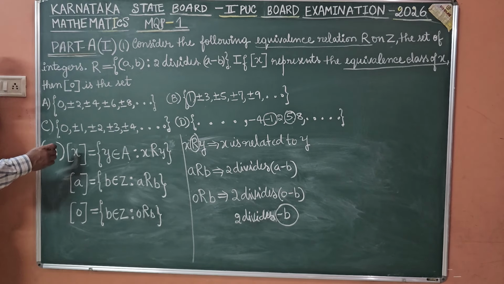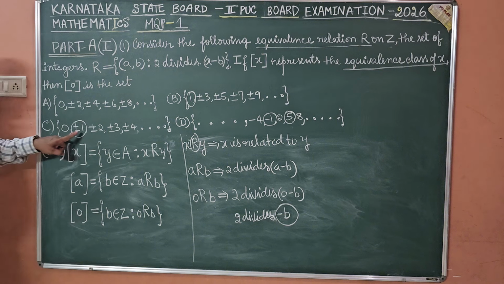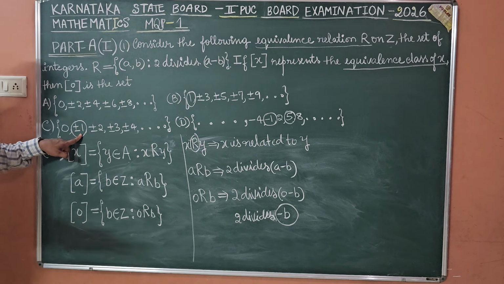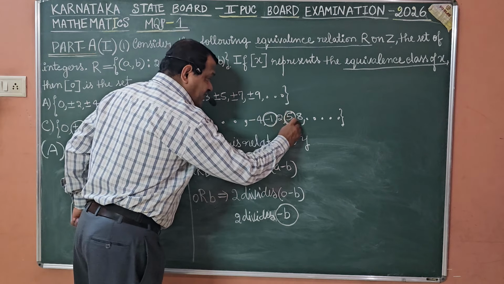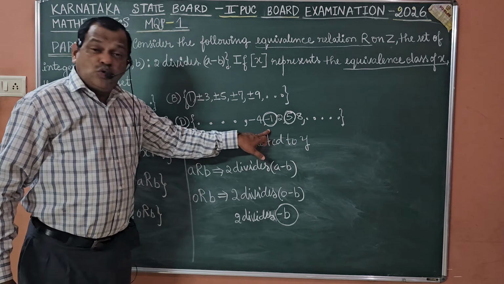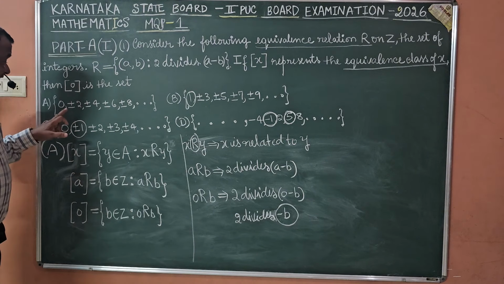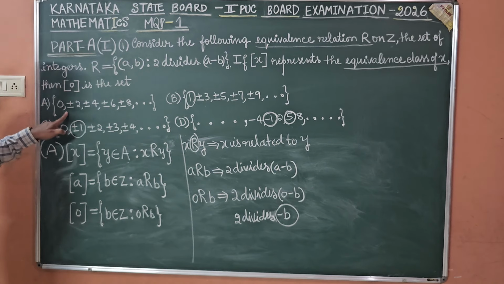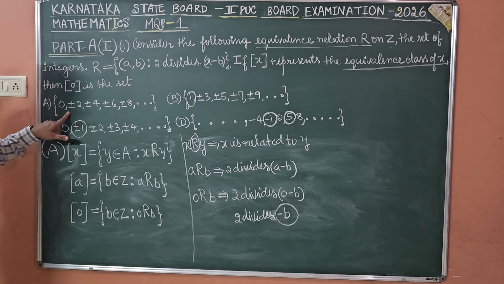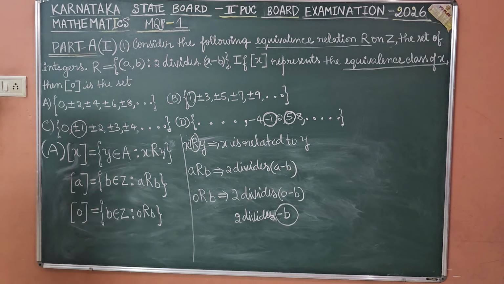Why is option C not correct? Because there also we have plus 1, minus 1. 2 doesn't divide either minus 1 or plus 1. Therefore not correct. Even in option D there is minus 1. There are odd numbers etc. 2 doesn't divide them. Therefore the correct option is the one where 2 divides every element from that set. That means 2 can divide only even numbers. Only even numbers are present in option A. Kindly go through the solution.